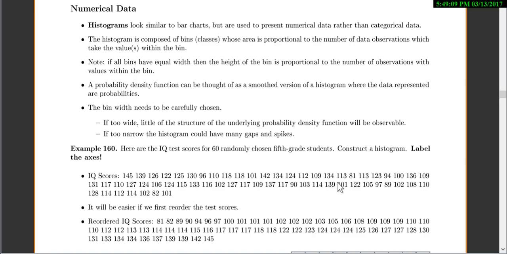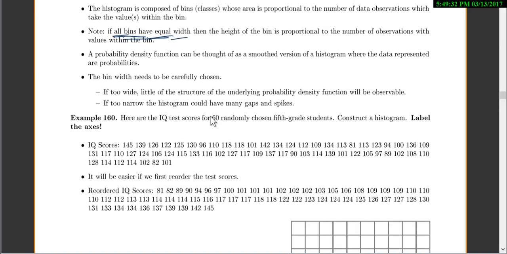So let's look at our notes. The histogram is composed of bins or classes where each area is proportional to the number of data observations within each bin. One of the things that helps the most is to have all your bins have equal width. It's not necessarily required, but it's very common. And just as a note, you do want to choose your bin width carefully, because if it's too wide or too small, it makes it harder to get an idea of what's going on with the population.